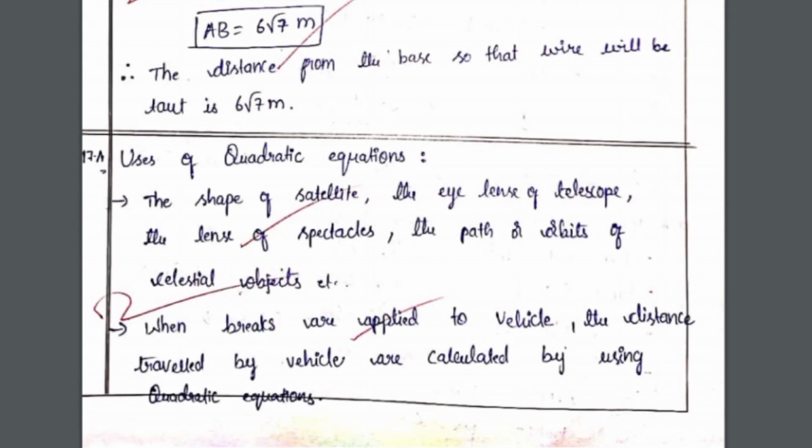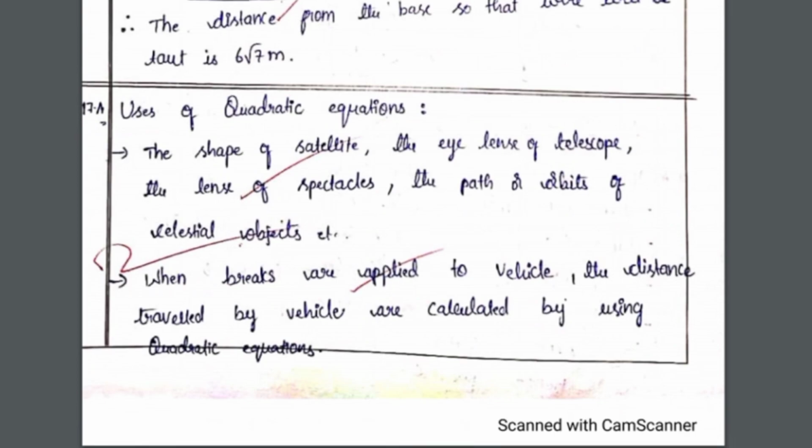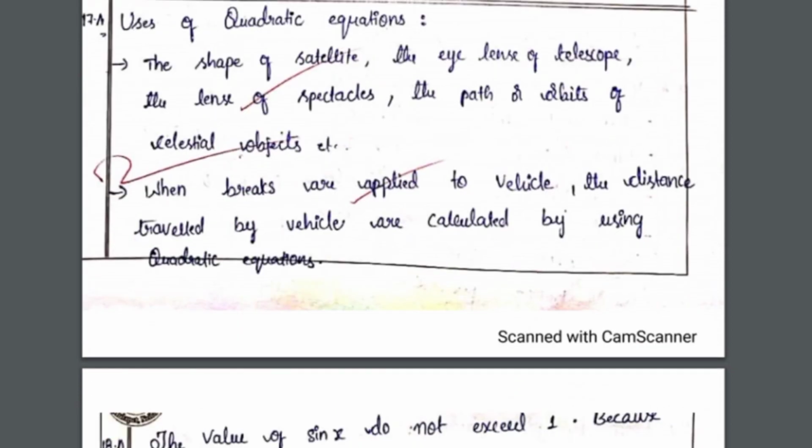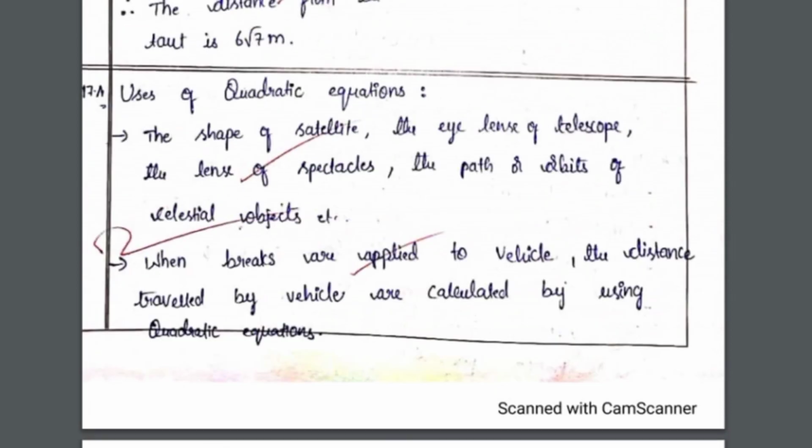what she wrote. The shape of the satellite dish, the focal length of the telescope, the length of the spectacles, the path of orbits of the celestial objects. So this is one of the points she wrote. And next, when brakes are applied to vehicles, the distance traveled by the vehicle is calculated by using quadratic equations. Okay, so these are the points. You can find many more points from the textbook.